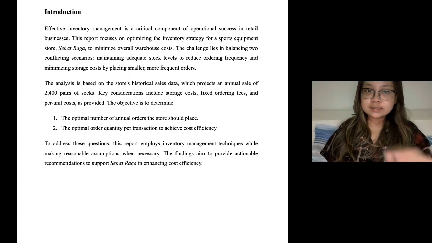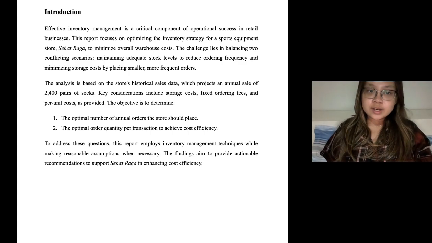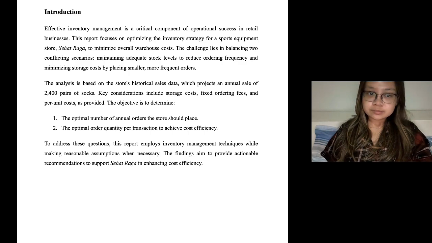So first, let's start with the known data. The first known data is total annual sales of socks, which is 2,400 pairs. The second one is storage cost per pair per year, which is 4,600 rupiah. The third one is fixed cost per order, which is 11,250 rupiah. And the last one is cost per unit per pair of socks.